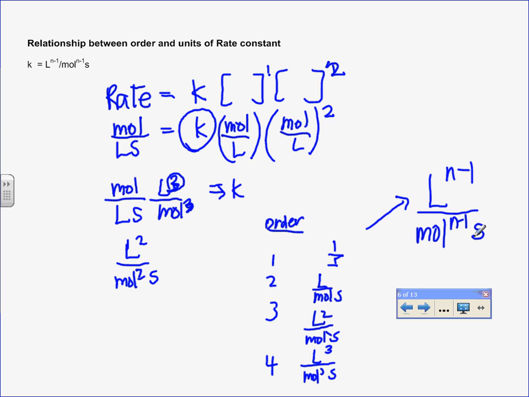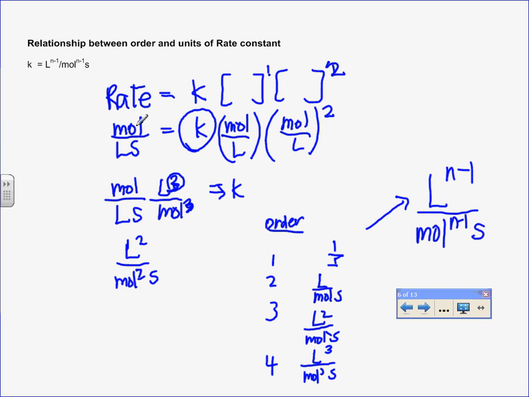Now, this is important because it's expected that if you're given the units of the rate constant for a particular reaction, you should be able to state the order of the reaction. That's why we need to review this. So what that also means is that when you're given data from a reaction and you're asked to find the rate constant, you need to include the units for the rate constant.